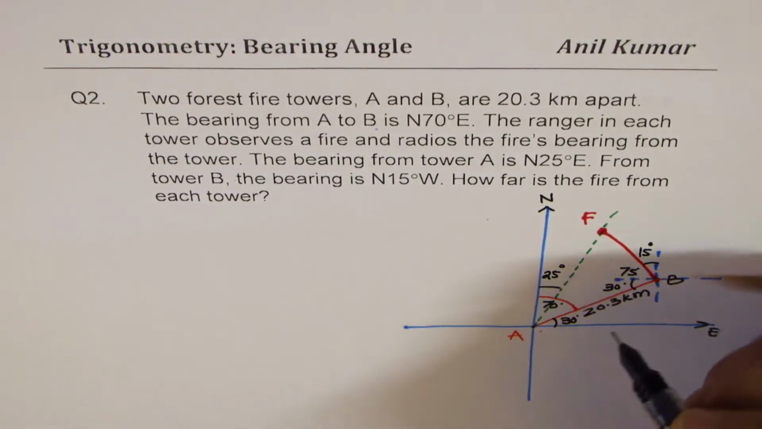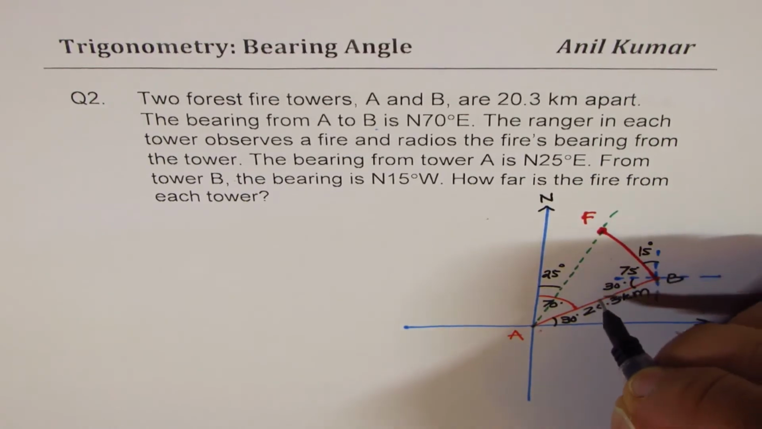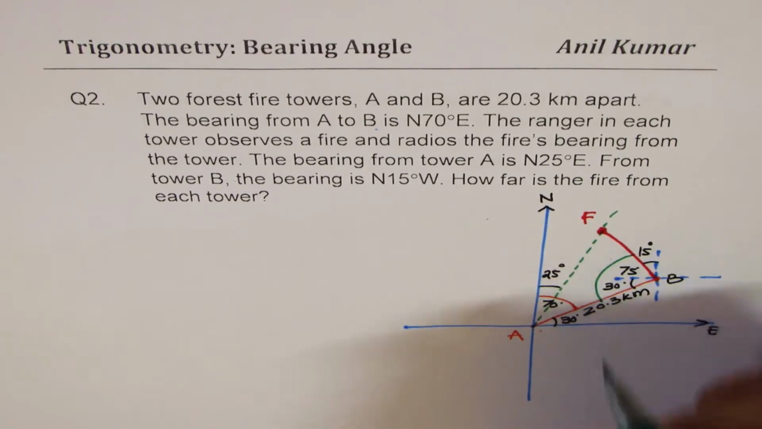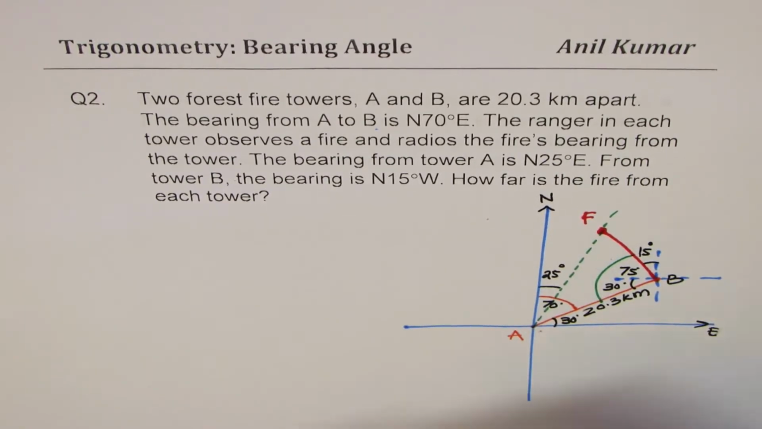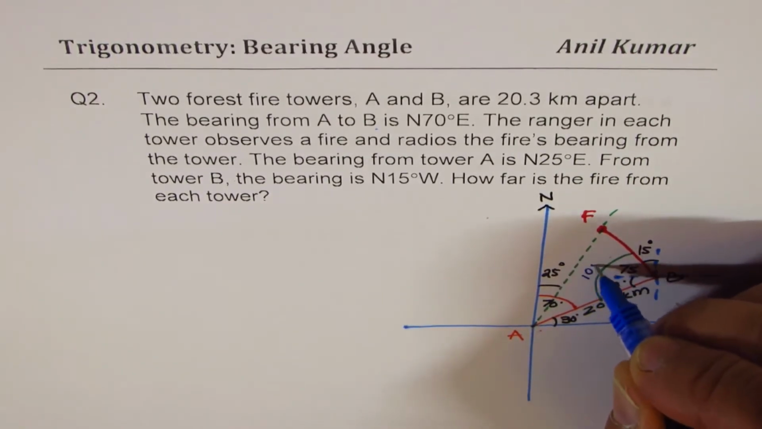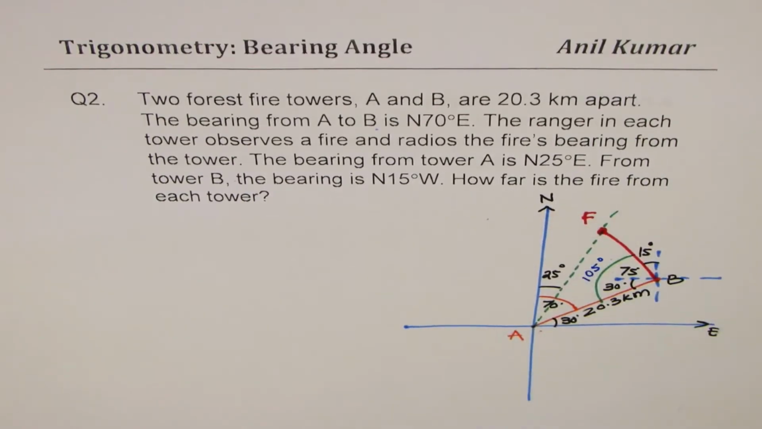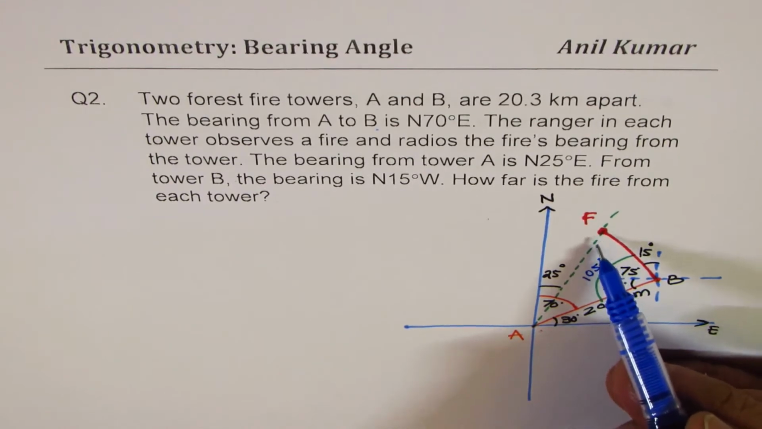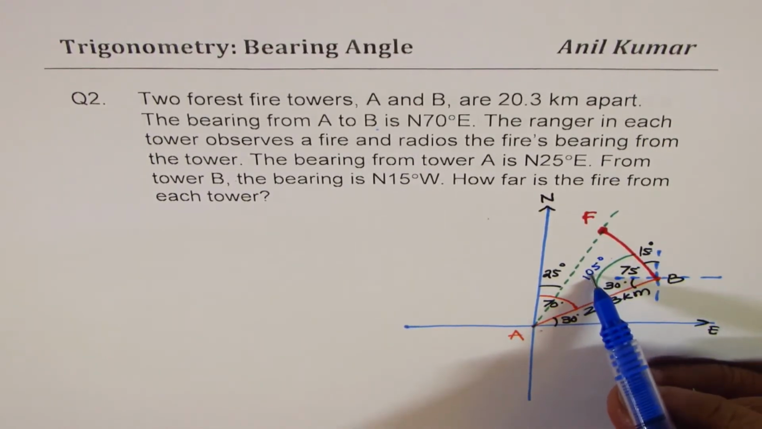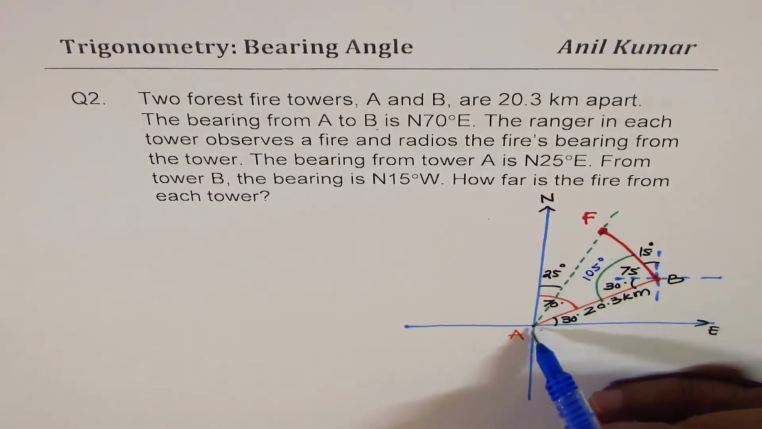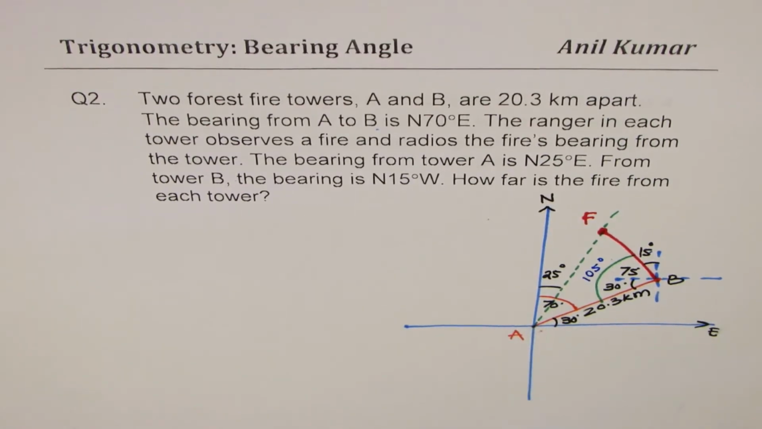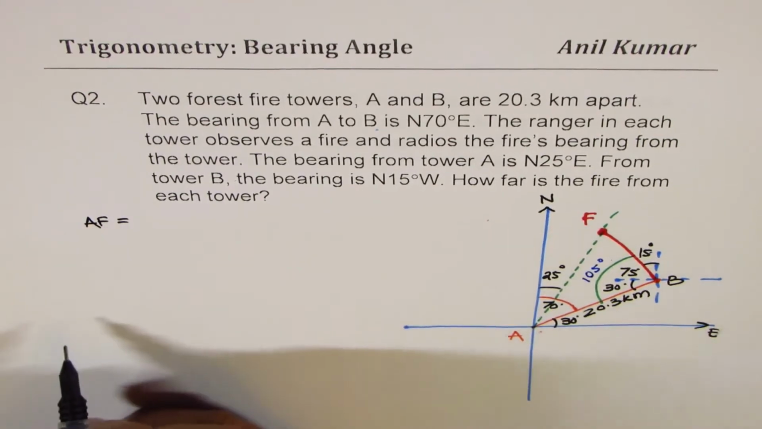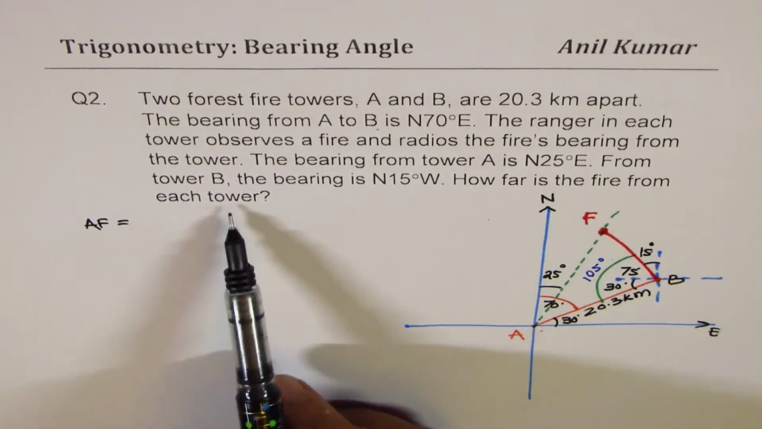Correct? So let me say this angle here is equal to 105 degrees. Since we know this is 105 degrees, we can now apply the cosine law, two sides and an angle, and find what AF is. Correct? So we get AF, as how far the fire is from each tower.